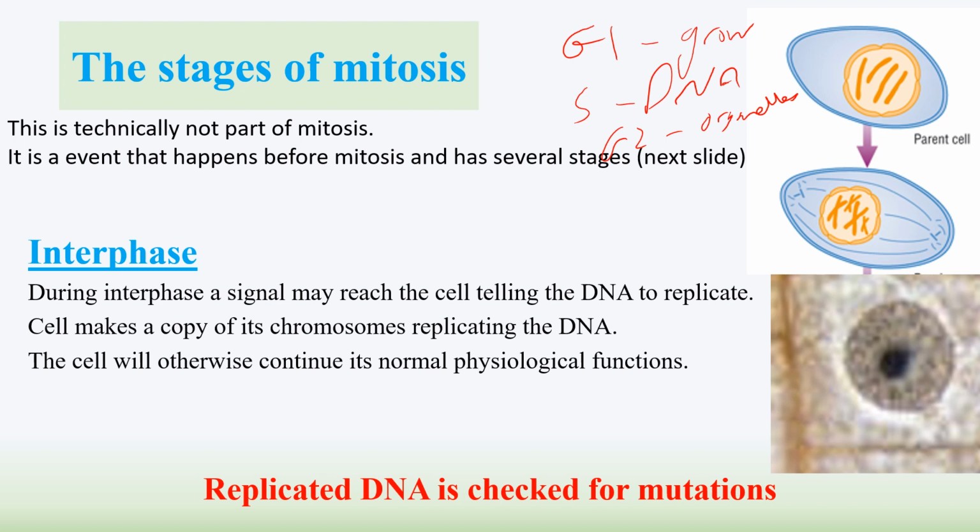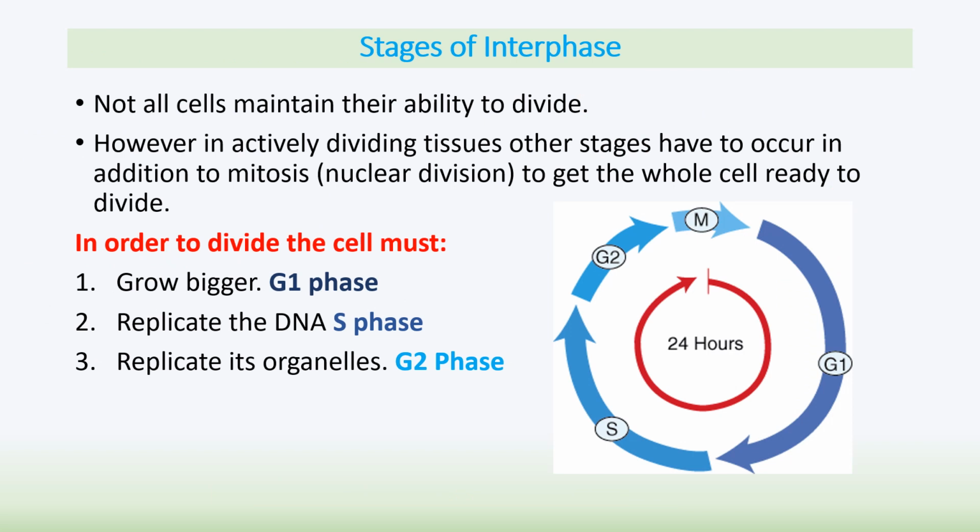We used to call this the resting phase, and the reason we used to call this the resting phase was because you can't see any of this replication of DNA happening, because the DNA has not condensed at this point. So, as I said before, interphase is several stages. In stage 1 the cell grows bigger, makes proteins ready for replication of DNA. In the S phase, the DNA is replicated, and in the G2 phase, the organelles are replicated.